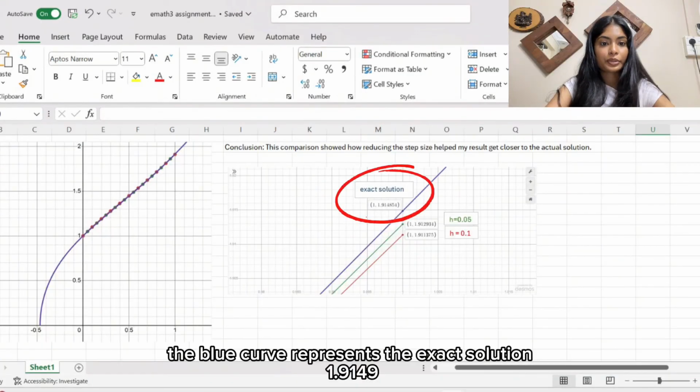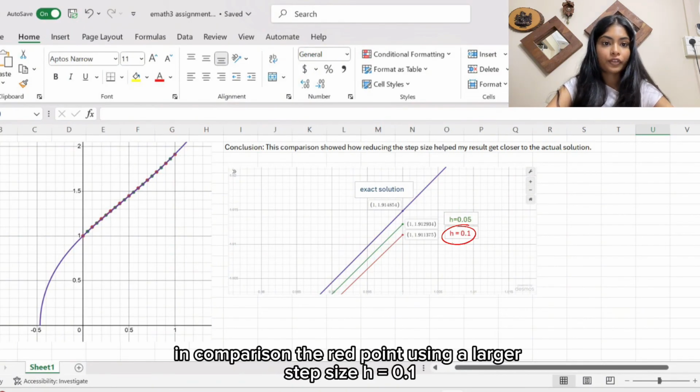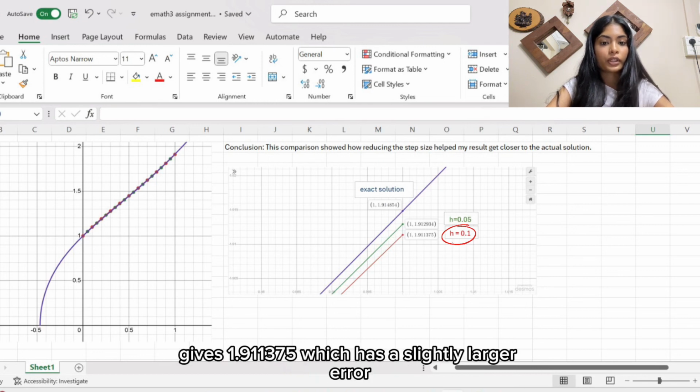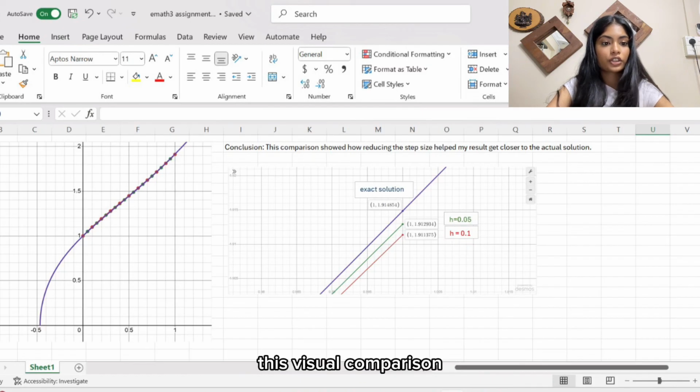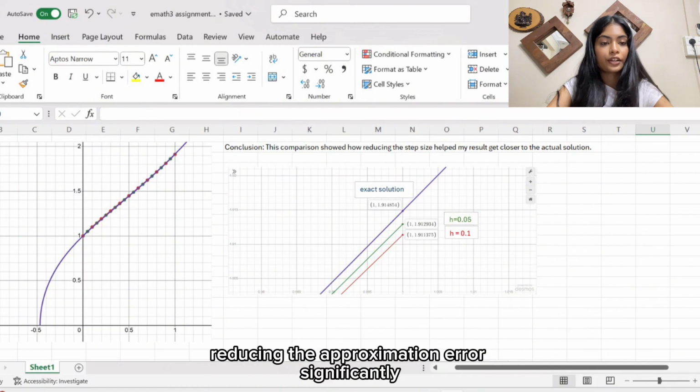The blue curve represents the exact solution, 1.9149. The green point with step size h equal to 0.05 gives an approximation of 1.9129, which is very close to the exact value. In comparison, the red point using a larger step size h equal to 0.1 gives 1.911375, which has a slightly larger error. This visual comparison highlights that smaller step sizes lead to more accurate results, reducing the approximation error significantly.